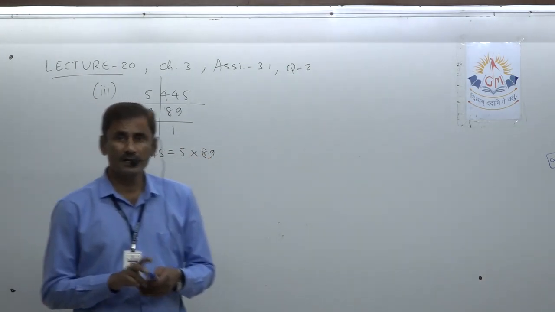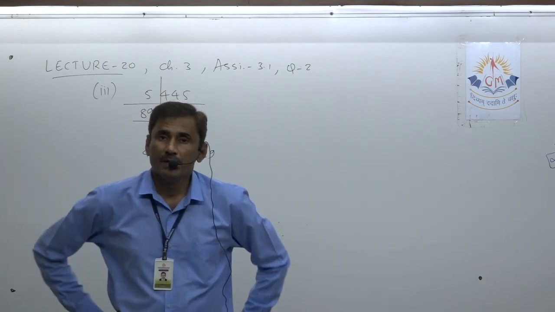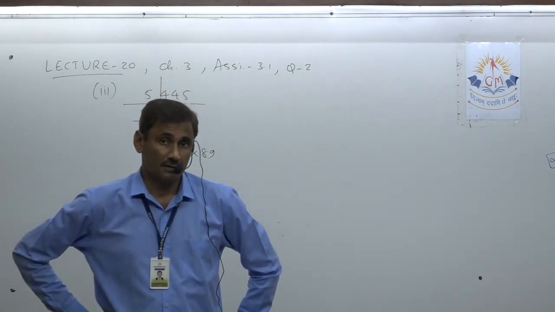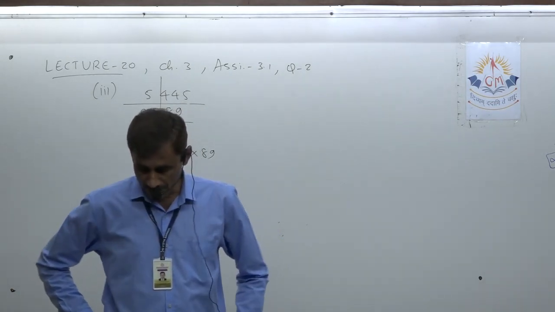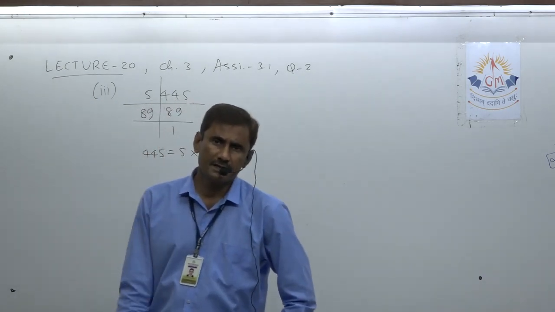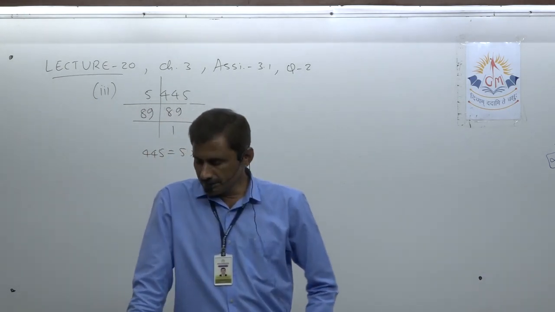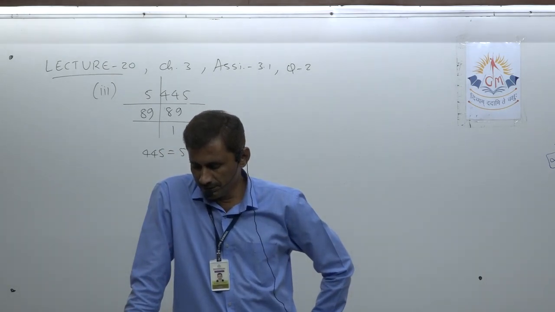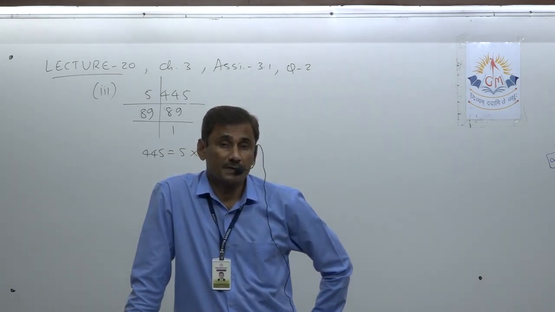Now, to get a perfect square number, all factors should be in pairs. Here no pair is there. So it is a non-perfect square number.